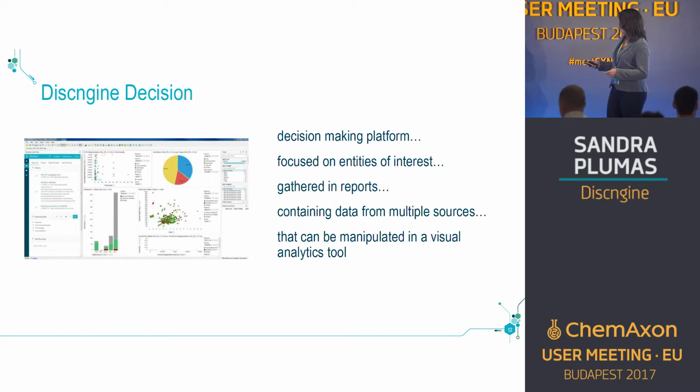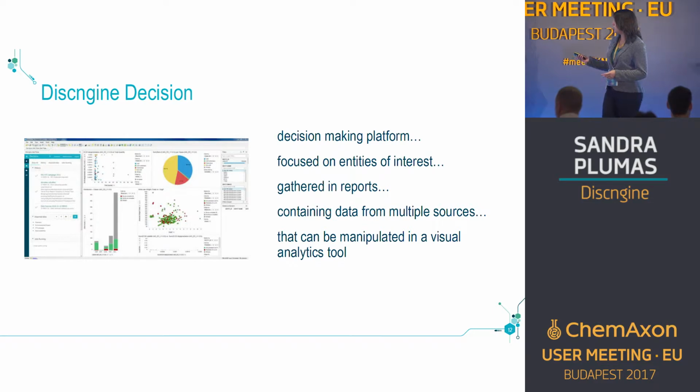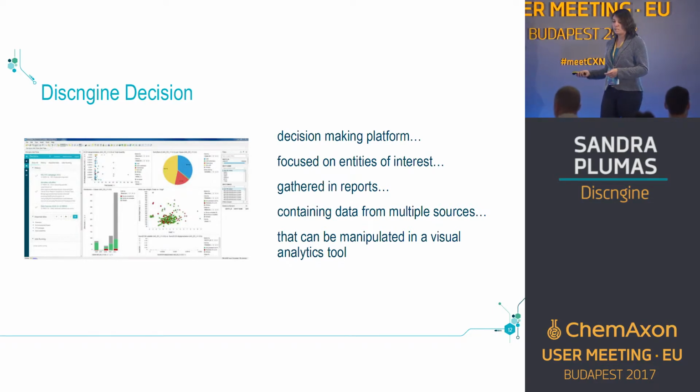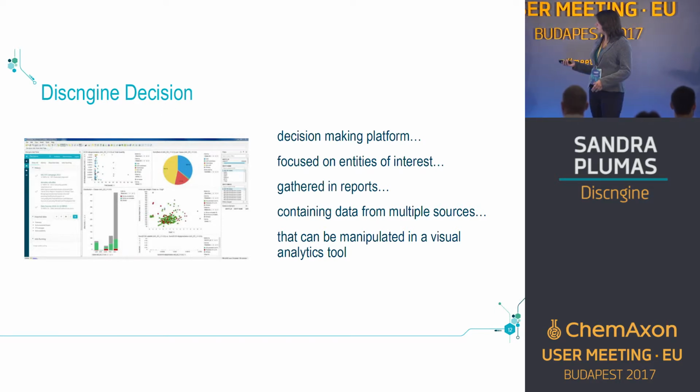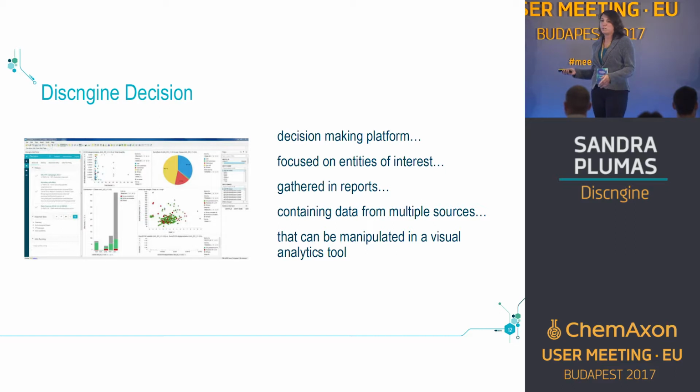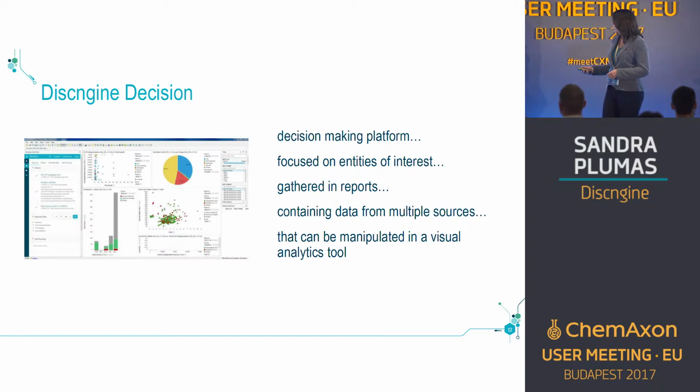And so the aim is to speed up decision-making processes. So Decision is focused on entities of interest, so it can be molecules, mixtures, it could also be genes. All these entities are gathered in a report. So here you can see an example of report. And data, as I said, from different sources are gathered with entities in reports, and all this can be manipulated in a visual analytics tool.